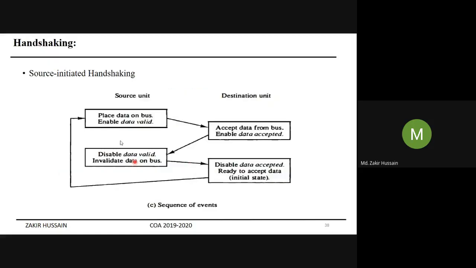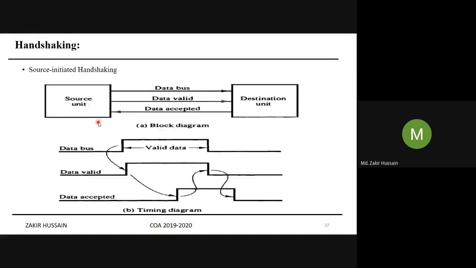So coming to this source-initiated handshaking, how the sequence of events occurs is important. You have the source unit. You have the destination unit. Source unit places data on the bus. It is doing this job first. What is the source unit doing? Places data on the bus, enables data valid. This is the job. If you see this picture also, it is like that. Data bus and data valid.